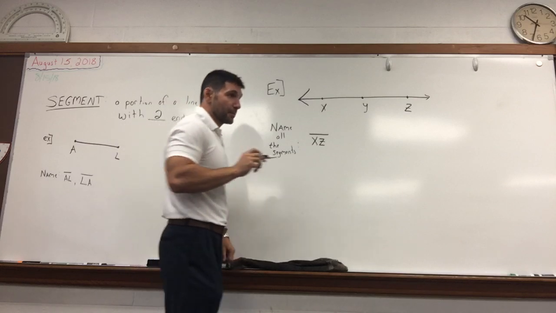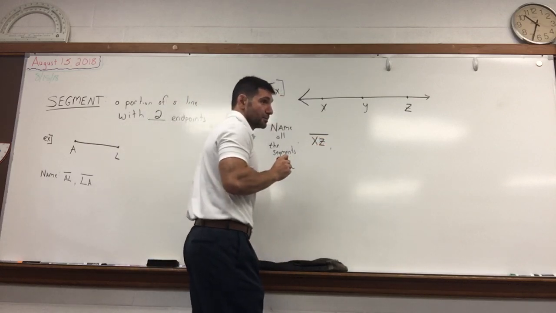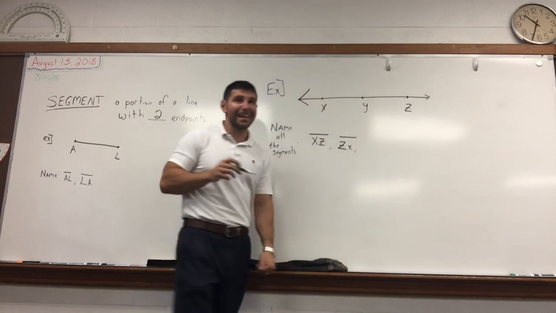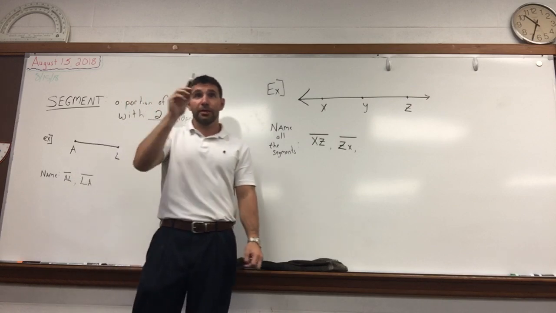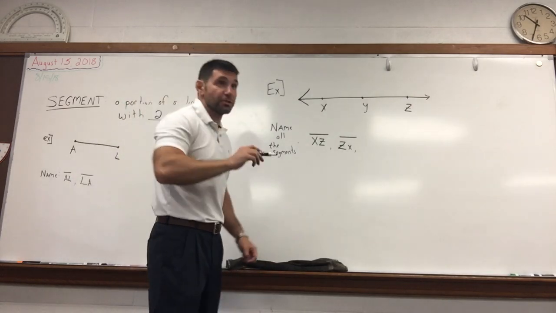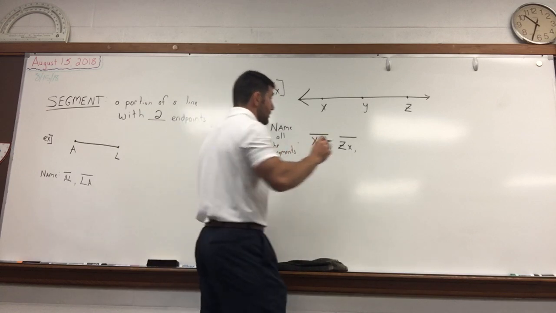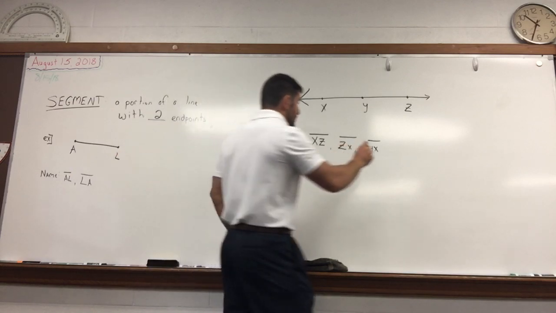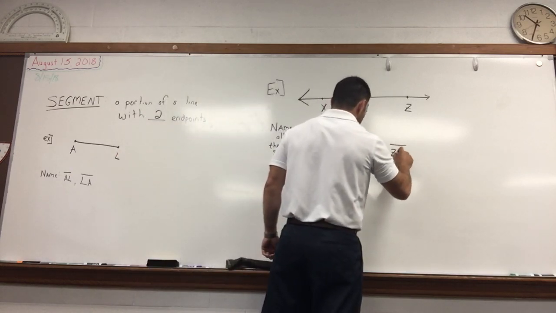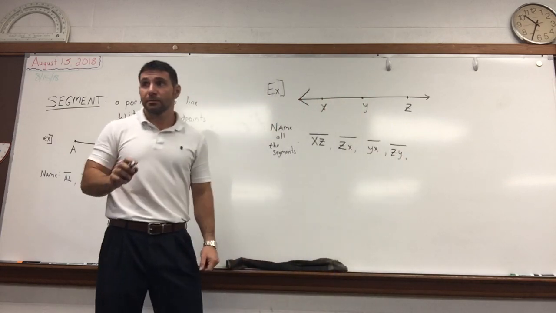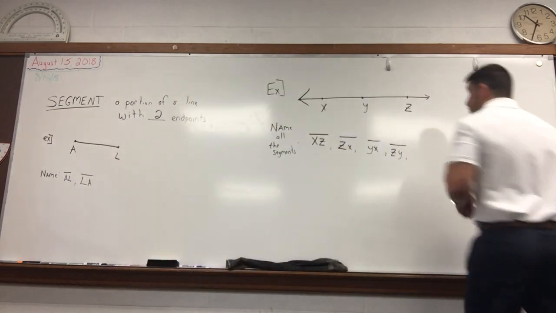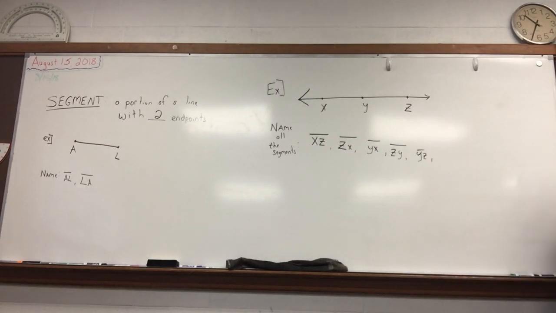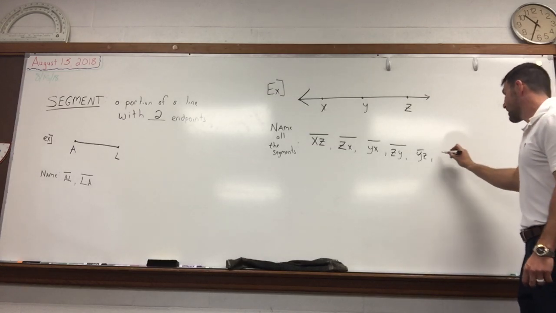Go ahead. Segment ZX. Sure, segment ZX. Excellent. Is that it? No, give me another one. Go ahead, Jojo. Let me start with Jojo, then I'll go to Blaze. Segment YX. Very good. Notice, I'm labeling all of them. Blaze, segment ZY. Give me another one. Segment YZ. Excellent. We're missing one more. Go ahead, Red. Segment XY. Beautiful.